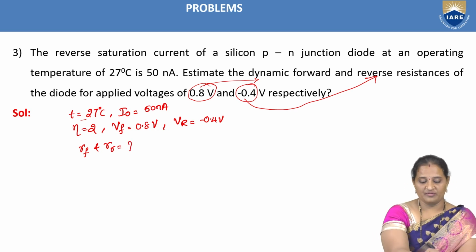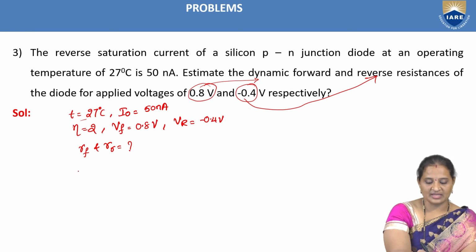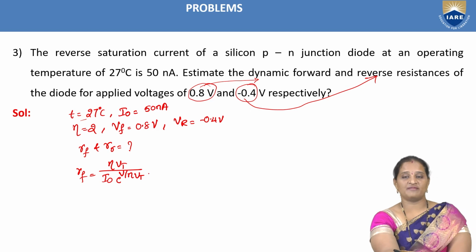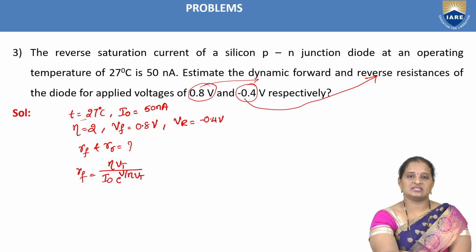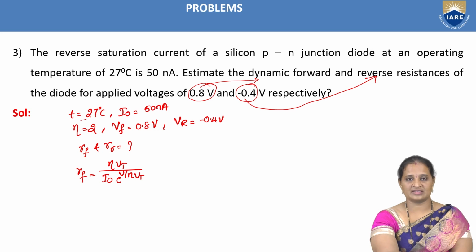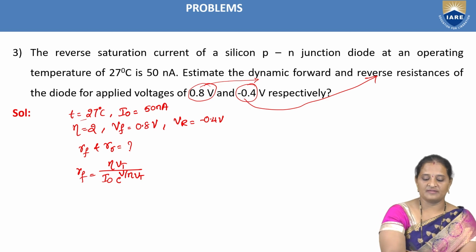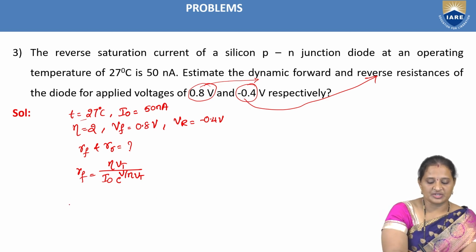Okay, so now first we know the formula for dynamic resistance, that is Rf is equal to eta Vt divided by I naught into e power V by eta into Vt. This is the formula for dynamic resistance. So this equation is valid for both forward bias condition and reverse bias condition. Only the thing is the applied voltage is considered to be positive in case of forward bias mode, and V should be considered as negative in case of reverse bias mode. So now just substitute all the values.